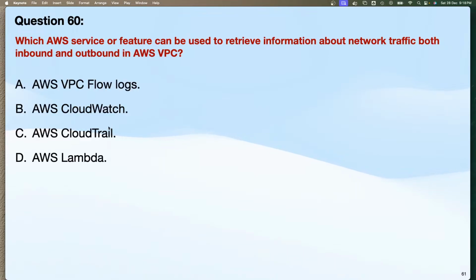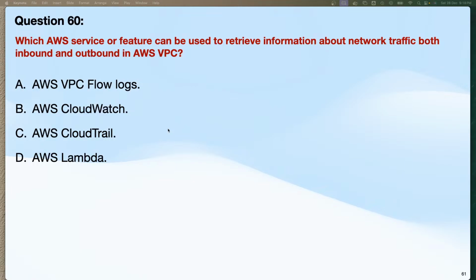So question 60. This is our last question in today's course. Which AWS service or feature can be used to retrieve information about network traffic, both inbound and outbound? The question is trying to understand whether you have knowledge of which network service will help you identify both inbound and outbound traffic. Remember, CloudWatch and CloudTrail are not for network. They are either application logs or API logs or events, correct? Lambda is compute. So the only option left is VPC Flow Logs.